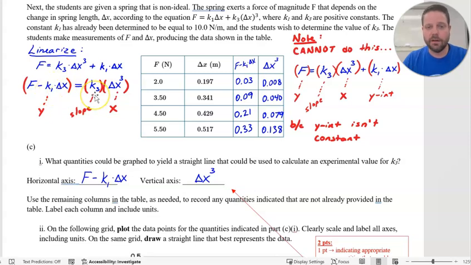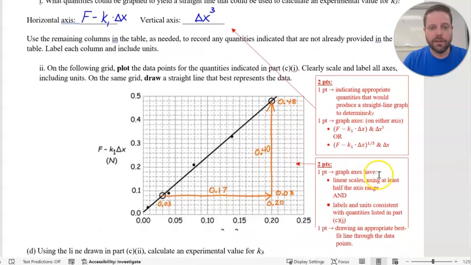The slope is the unknown that I'm solving for. There are no data set variables in the slope. Delta X is a data set variable, so we can then put delta X cubed on our x-axis, and we can go ahead and graph this. So I will put down what's supposed to be in my y, what's supposed to be in my x, and then we're going to go ahead and graph those.